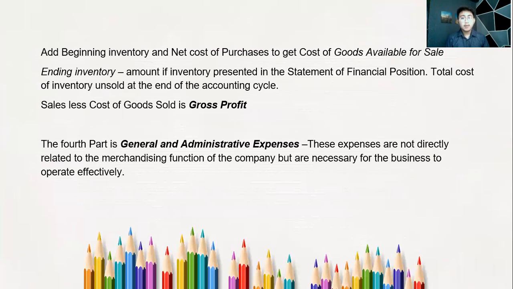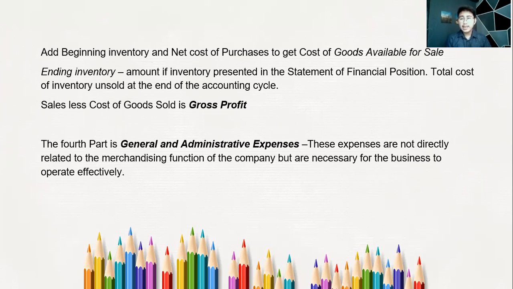We also have add beginning inventory and net cost of purchase to get the cost of goods available for sale. So yan po yung magiging formula natin para makuha po natin yung cost of goods available for sale. We just need to add the beginning inventory and the net cost of purchase.